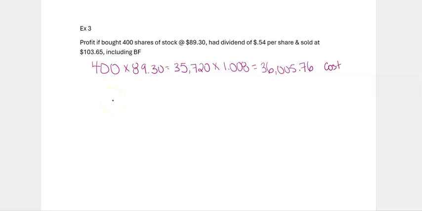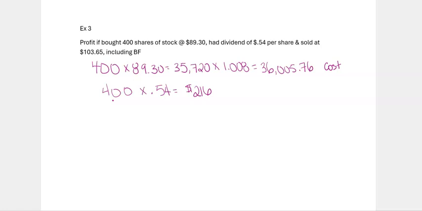But then, in the meantime, I got paid 54 cents a share, one quarter. So I'm going to figure out how much I made one quarter on this. So 400 times 54 cents per share, that's my dividend, that's the part that I get that quarter, ends up being $216.